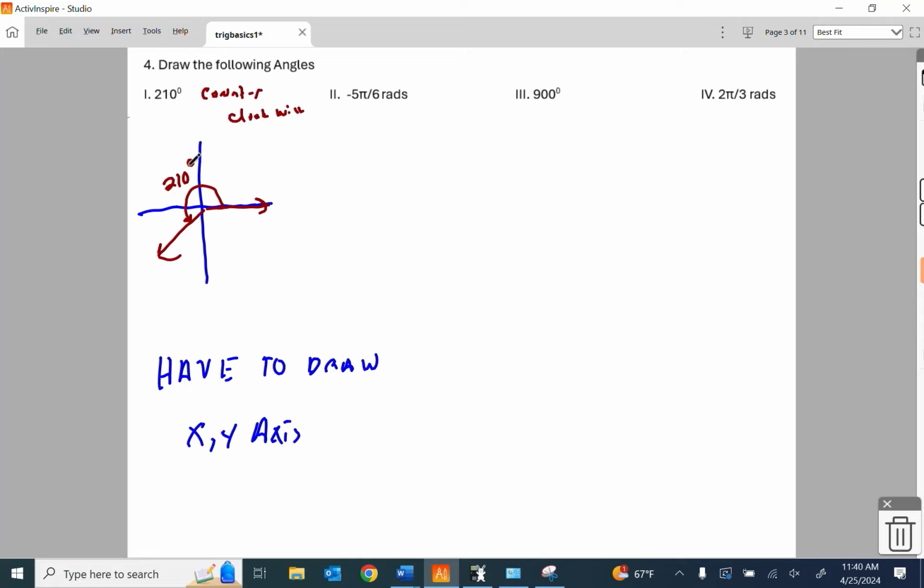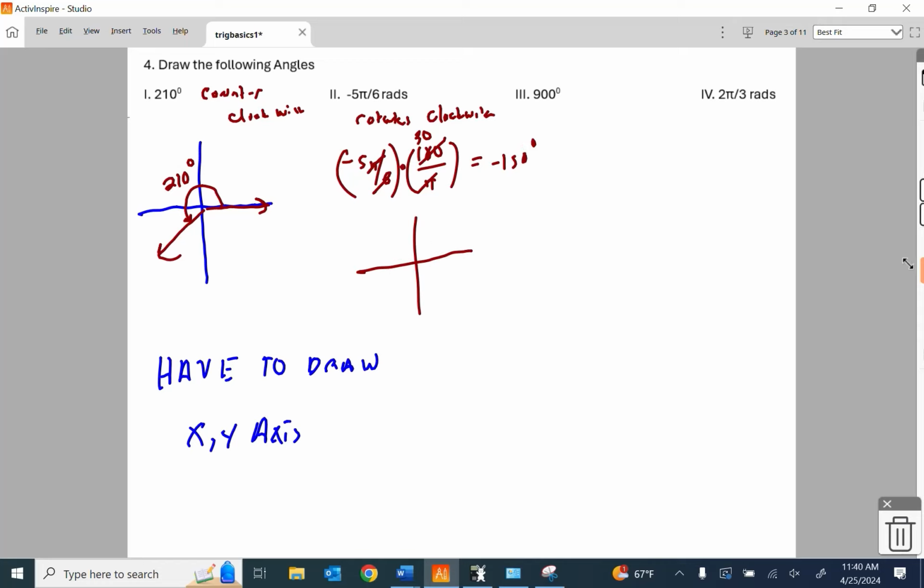Negative 5 pi over 6 is going to rotate clockwise. The first thing I'm going to do is take negative 5 pi over 6 and convert it into degrees. So I'm going to multiply it by 180 over pi, and you're more than welcome to do this in a TI-84. It's up to you. You can push buttons. I'm not going to push buttons because I don't really like being a button pusher. The pi's cancel. 180 over 6 is 30, and negative 5 times 30 is negative 150. So a negative 150 degree angle, and again we start always on the positive x-axis.